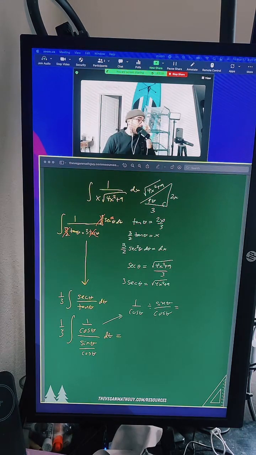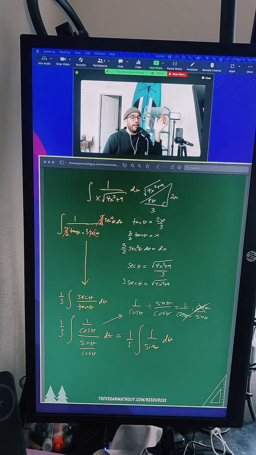Going back to our very sixth grade math, this is keep, change, flip. So this is 1 over cosine theta times cosine theta over sine theta. You'll notice the cosines cancel out. So this integral here is 1/3 integral of 1 over sine theta d theta.